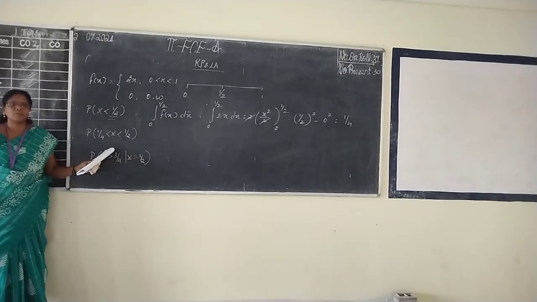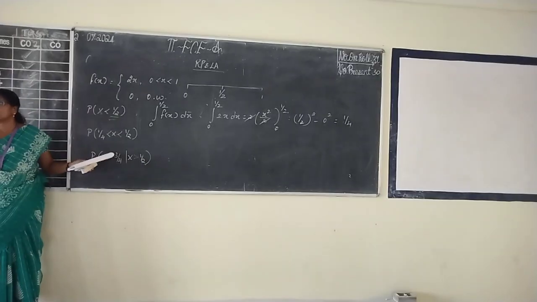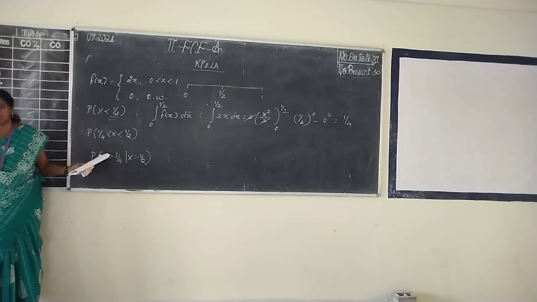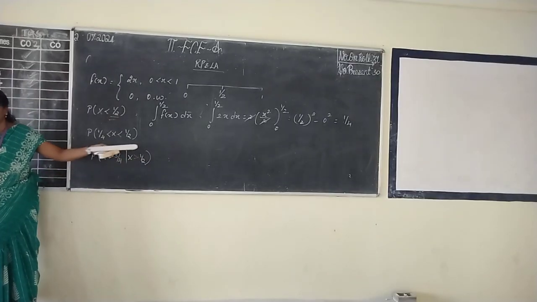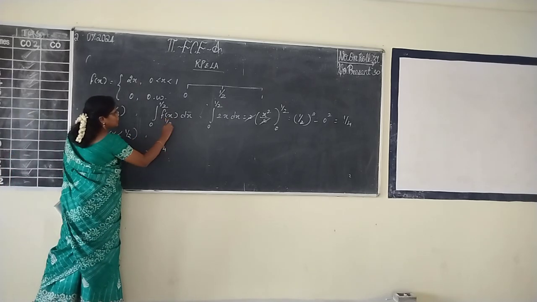Completed the first one. Now go for the second one. What is the second one? 1 by 4 less than x less than 1 by 2. What is the starting limit? 1 by 2. Ending one? 1 by 2. Integrate. Integral 1 by 4 to 1 by 2.